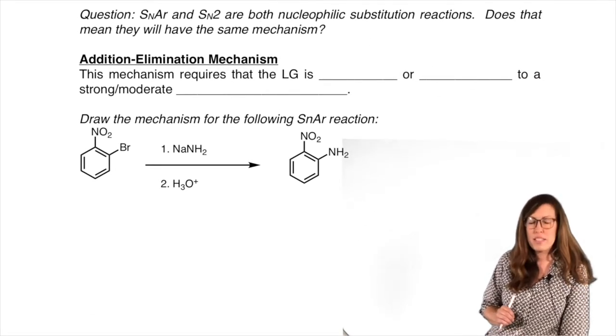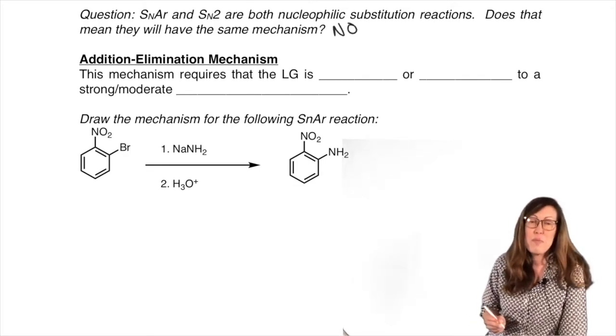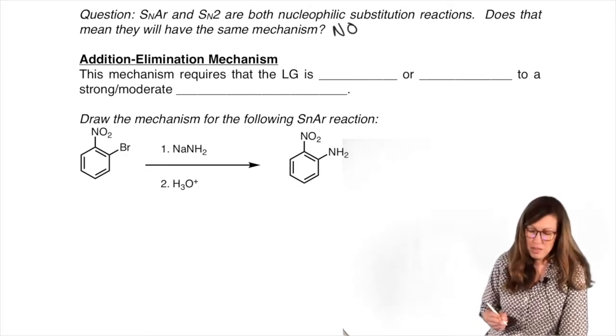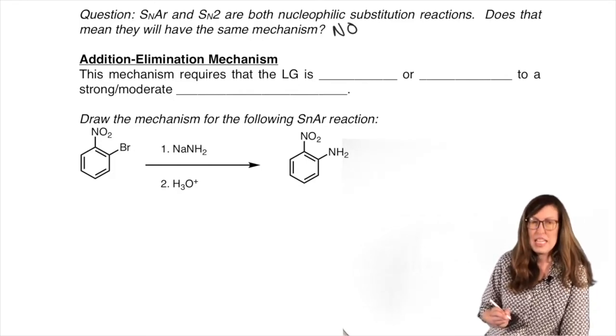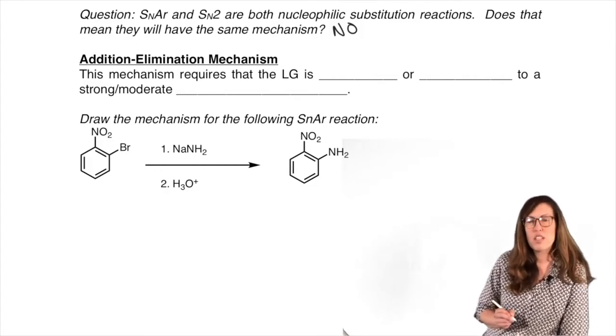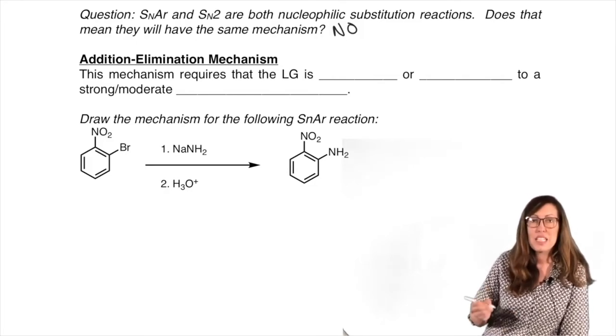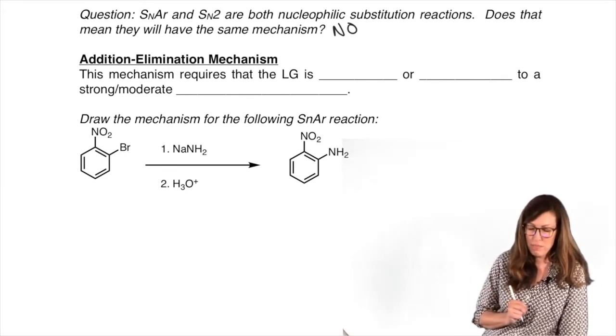Okay, we're getting to the mechanism. So clearly a different name for the mechanism means they are not going to be the same mechanism. It's technically going by what's called the addition elimination mechanism. Very exciting name. It actually is useful because it describes exactly what happens in two major steps. There's an addition step first, then an elimination step.